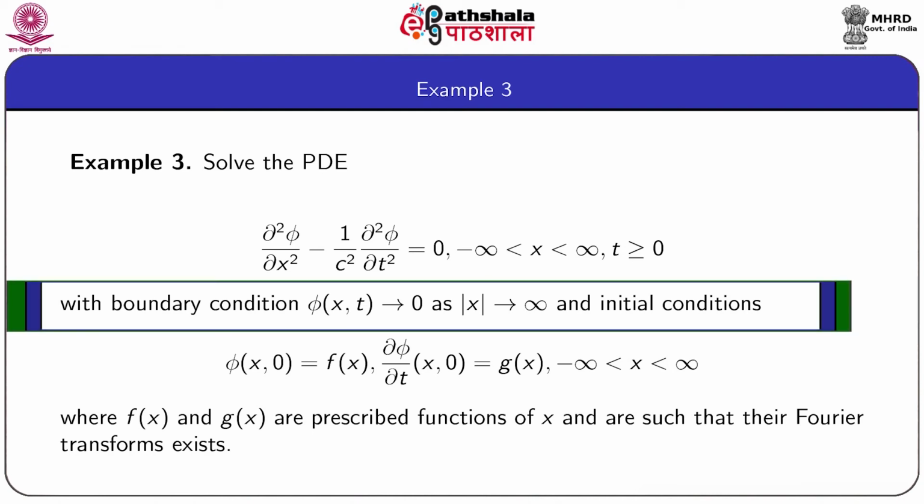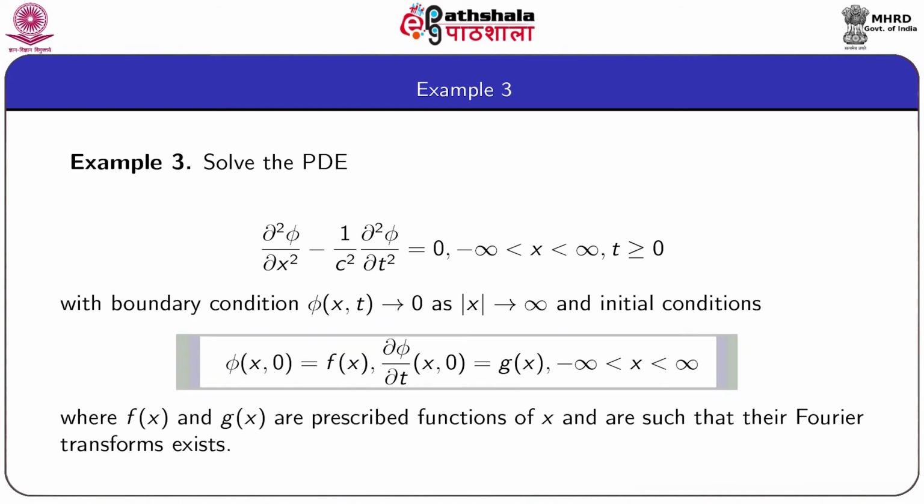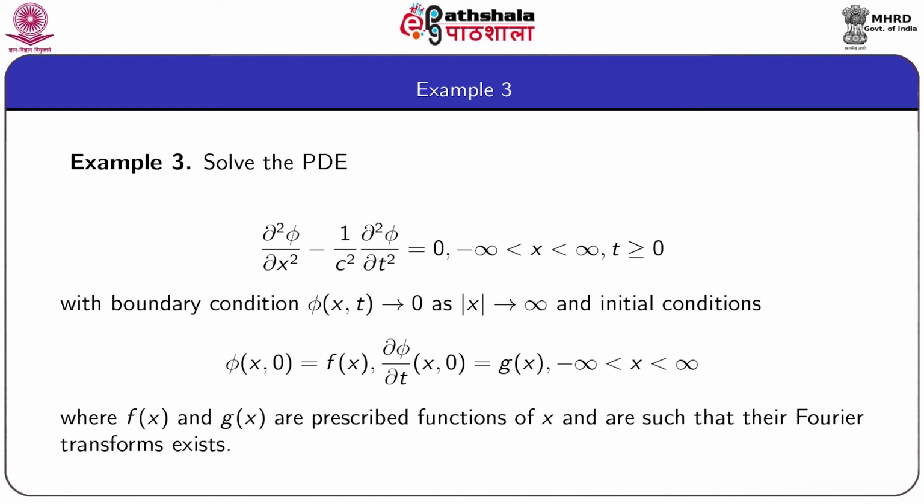With the boundary condition phi(x,t) tends to 0 as |x| tends to infinity, and the initial conditions phi at t equal to 0 is f(x) and del phi by del t at t equal to 0 is g(x). Here x ranges from minus infinity to plus infinity, and f(x) and g(x) are prescribed functions of x and are such that their Fourier transform exists.